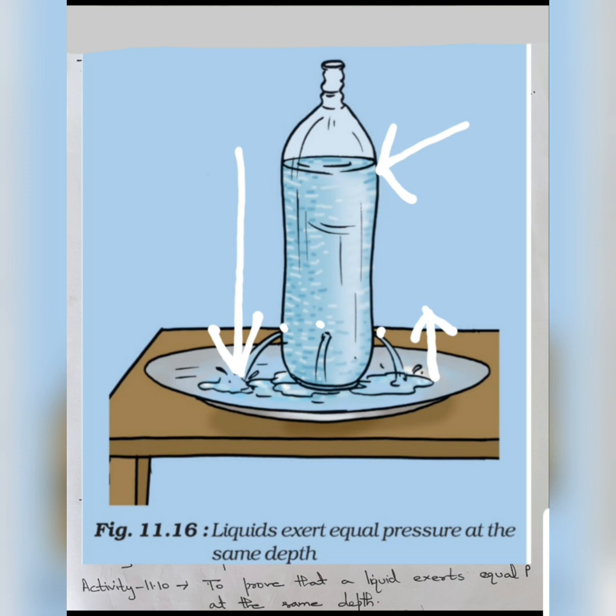What do we observe? We observe that the jets of water coming out of these holes fall at the same distance. Why does it happen? Because the height of the water column is the same in all the 4 cases. So equal pressure will be there in all the 4 cases, so the water jet travels an equal distance in all the 4 cases. So we can say that liquid exerts equal pressure at the same depth.